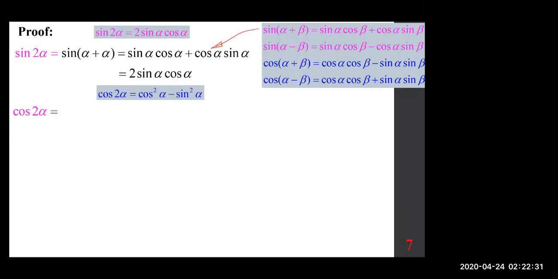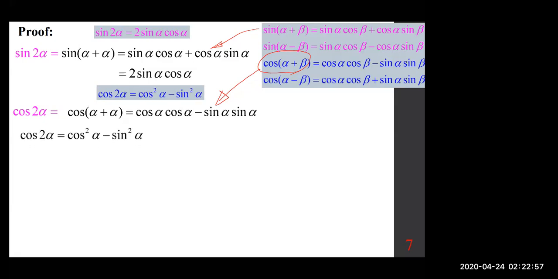What do you think we do for cosine of 2 alpha? We use the same thing, cosine of alpha plus beta, and we write it as cosine of alpha plus alpha. Do you see that, everybody? All of this is posted. I want you to see the concept. So cosine alpha cosine alpha minus sine alpha sine alpha, and that is cosine squared minus sine squared. Now, sine 2 alpha has one answer, cosine 2 alpha has 3 answers. This one we established.